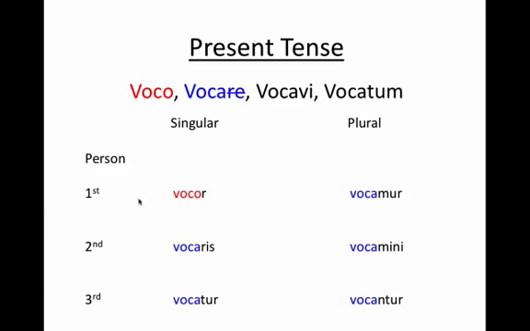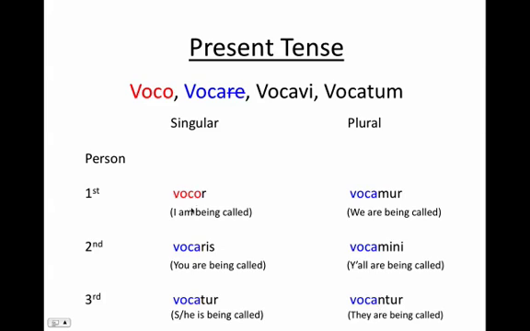So our present tense endings for the passive voice are or, ris, tur, mur, mini, and ntur. And we're going to translate this passively. So vocor is I am being called. Vocaris, you are being called. Vocatur, he, she, or it is being called. Vocamur, we are being called. Vocamini, y'all are being called. Vocantur, they are being called.